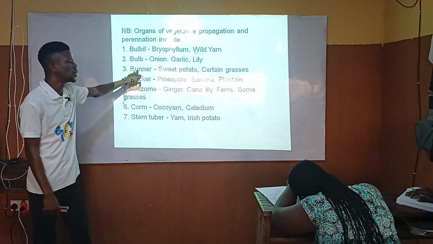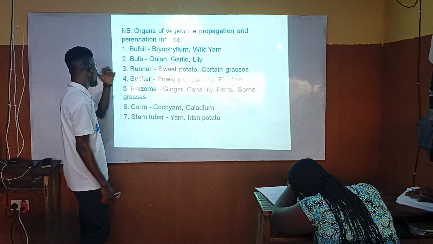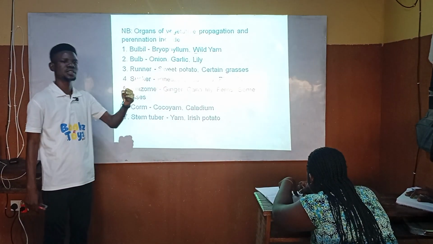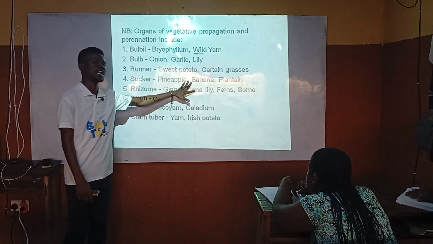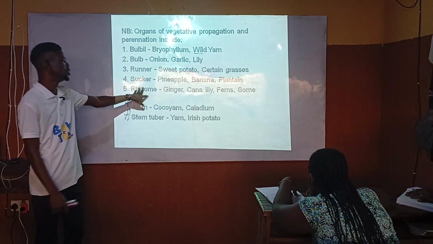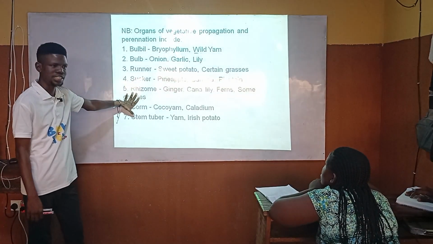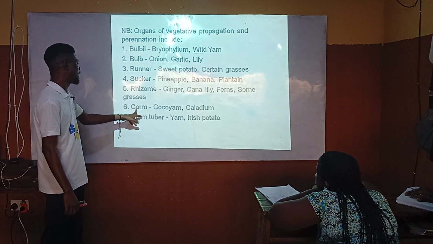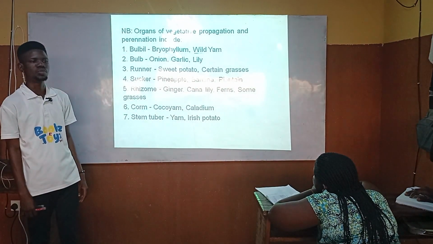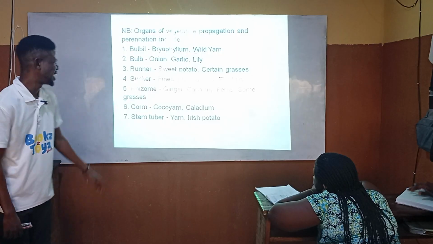We have the runner. Runner include what? Sweet potato and certain grasses. We have the sucker. To plant pineapple, we use the word sucker of the pineapple. Same with banana and plantain. Then rhizome: ginger, canna lily, ferns, and some grasses. We also have the corm. That include cocoyam and caladium. Then lastly, we have stem tubers like your yam and your Irish potato.